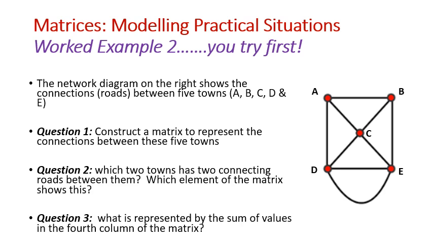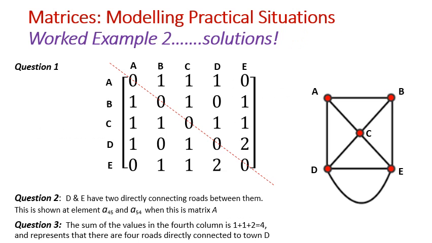Then a couple of subsequent questions. One is question 2, which town has 2 connecting roads. We're going to look for the element of the matrix that shows that. And question 3, we're going to look at what the sum of the values in the 4th column of the matrix represent. So either you've had a go and you can compare your answer here with the matrix shown, or I'll briefly talk you through what I've put together.